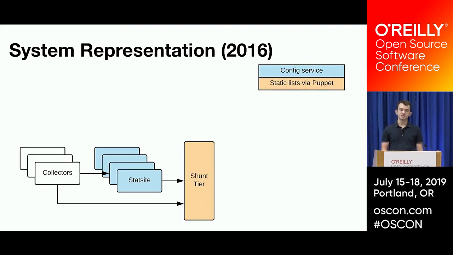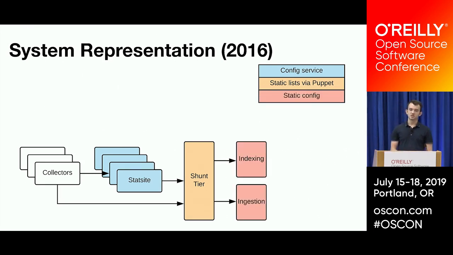These statsite instances would then emit these aggregated metrics to the shunt tier, and they discovered the shunts through statically configured lists that were deployed with Puppet. Additionally, the collectors also had to be aware of these shunts if they were sending using a legacy emission format. So the collectors also had to discover these shunts through these statically configured lists that were deployed with Puppet. Then the shunt tier was responsible for routing and reflecting these metrics to the downstream indexers and ingesters. And the shunts would discover these tiers through static lists that were coupled with service builds and deploys.